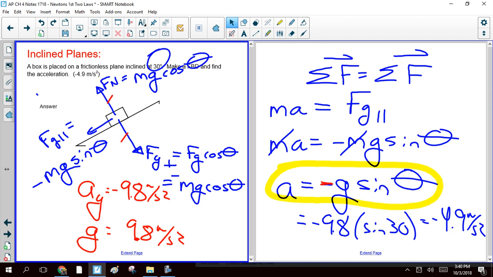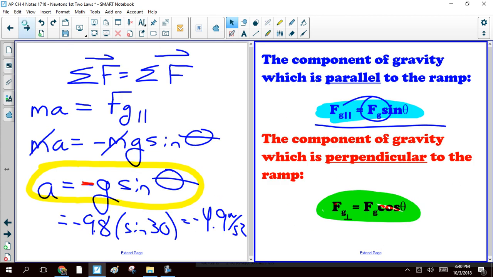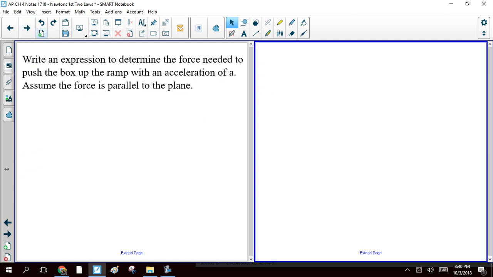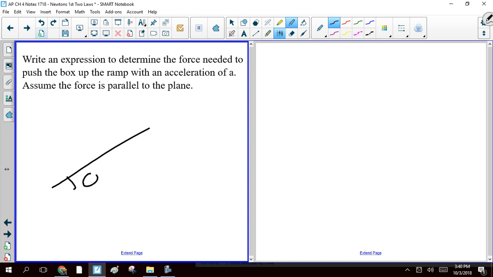Okay, cool. So let's do another example. All right, so now it says, write an expression to determine the force needed to push the box up the ramp with an acceleration of a. Assume the force is parallel to the ramp, okay? So here's our ramp. It's inclined at some angle, theta. Here's the box. Here is the always amusing force of u. And our goal is we want the acceleration to be a, right?